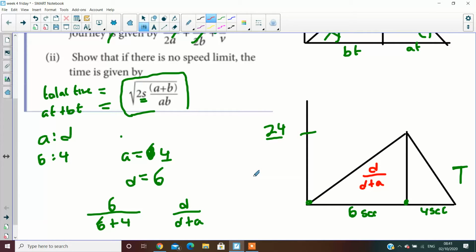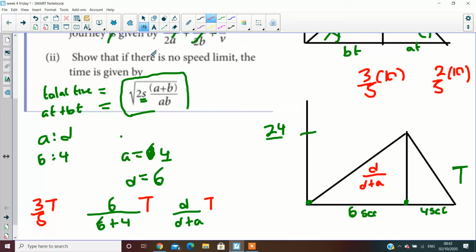Oh, sorry, multiply by total time. Would you agree with that? It has to be multiplied by total time, because this would be 3/5 of total time compared to 2/5 of total time. 3/5 of 10 is 6 seconds. 2/5 of 10 is 4 seconds. So it has to be multiplied by total time, okay?